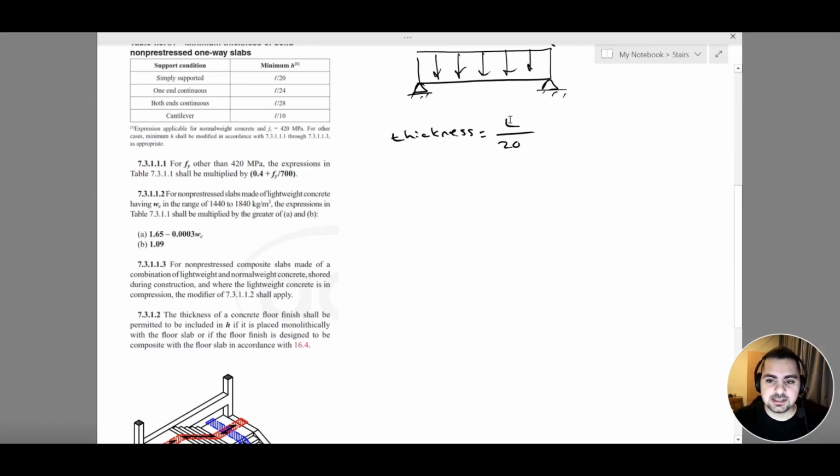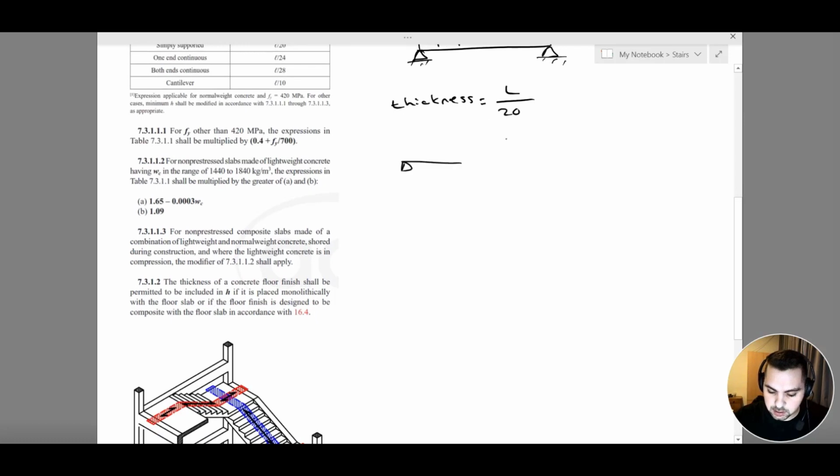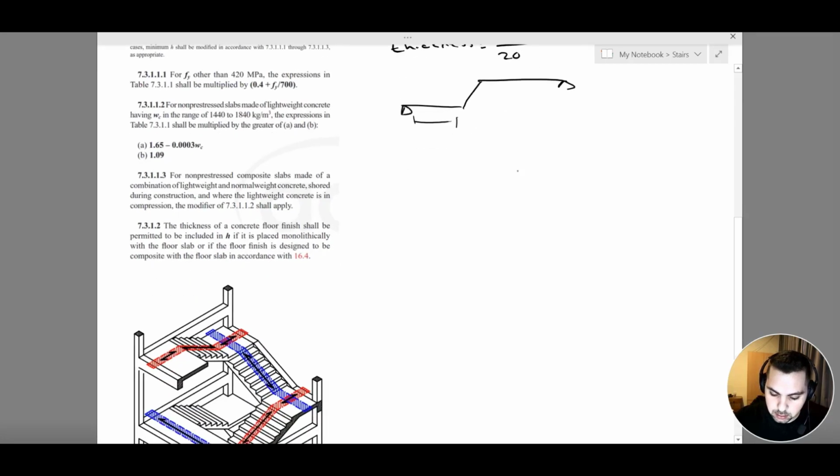Now, what is the length that I'm going to take into consideration here? So, if we draw this again, the length is the total length of my staircase, which is my landing plus my staircase plus my landing. And it is not the projected length of my staircase, it is the diagonal length of my staircase that I need to take into consideration.